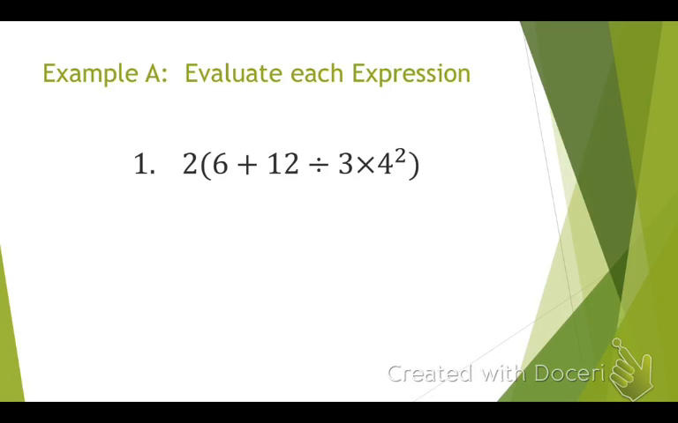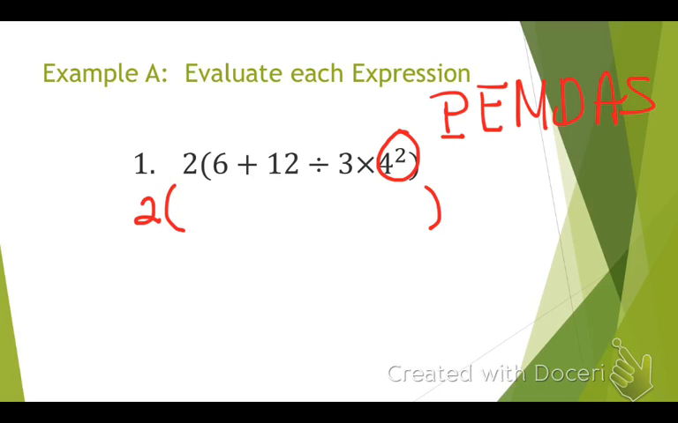In the first example, if we're following PEMDAS, we need to go inside the parentheses and look at what is strongest there, and it would be the 4 to the second power because that's an exponent. So I'm going to recopy the first part of the expression, and 4 to the second power would be 16.